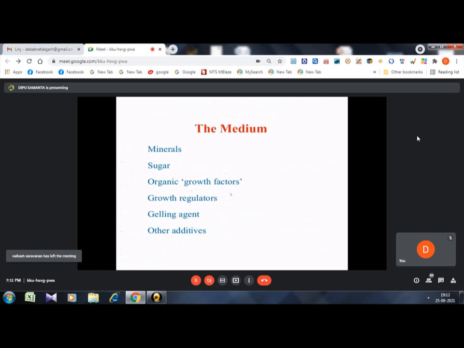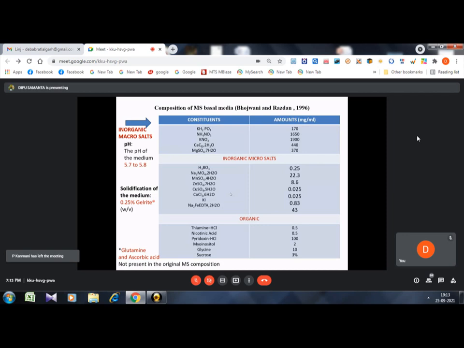Now, in plant cell and tissue culture, one term we use very much, and it is very important, is tissue culture media. There are several media. In general, I mostly prefer to use MS media, that is Murashige and Skoog, 1962. Sometimes a few modifications are required, which I will discuss. In general, there are minerals, sugar, some organic growth factors, growth regulators, gelling agent, and other additives. In the next slide, I will show you a table that presents the MS basal media composition, which contains macronutrients, micronutrients, and some organic nutrients.